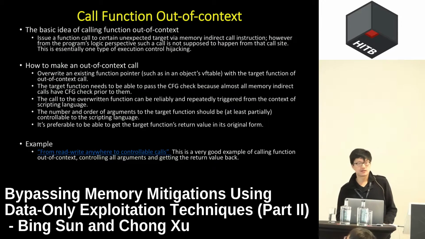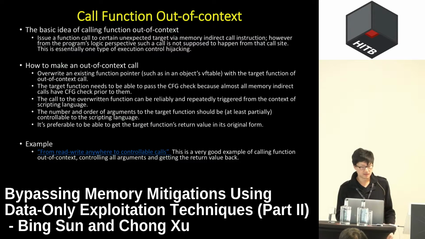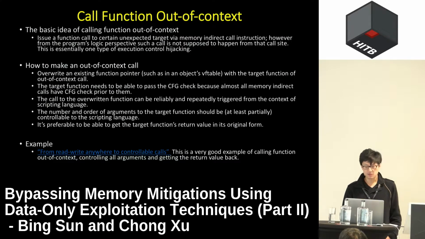Now we'll explain what an out-of-context function call is and how to make such a call. The basic idea of calling a function out of context is to issue a function call to a certain unexpected target address through a memory indirect call instruction. The reason we call it out of context is that, from the program's logic perspective, such a call is not supposed to happen from that call site.